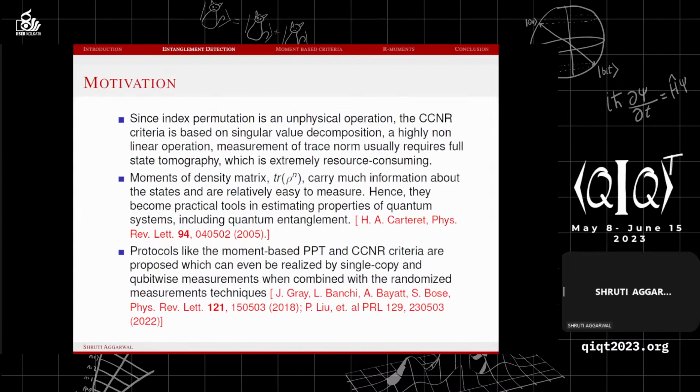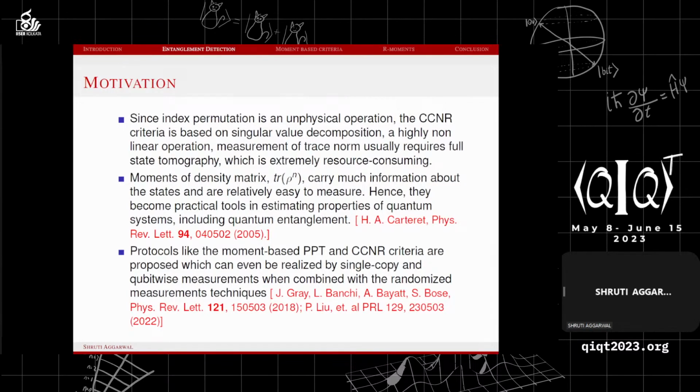So these criteria are based on index permutation, which is an unphysical operation, so these cannot be realized experimentally. And the CCNR criteria, or realignment criteria, is based on the singular value decomposition, because to apply the criteria, one has to calculate the trace norm.